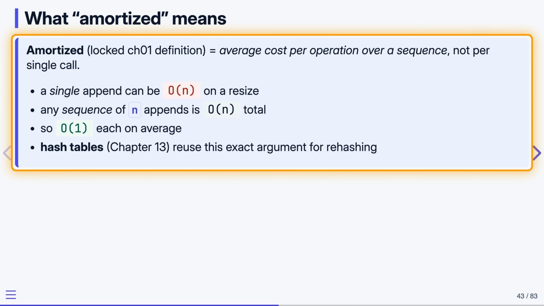Let's be clear about the word amortized. It means the average cost per operation over a whole sequence. It is not the cost of one call. A single append can be big O of n on a resize, but any sequence of n appends is big O of n in total. So each one is big O of 1 on average.